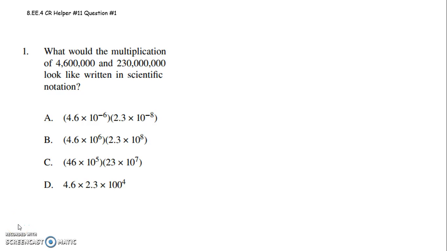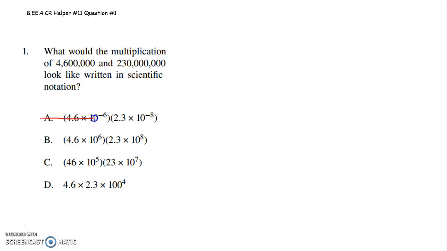All right, 8th graders, this is to help you with question 1 on CR 11. It says, what would the multiplication of 4,600,000 and 230 million look like in scientific notation? All right, so what we really have to do is just put each of our original numbers in scientific notation. These are both very large numbers, so the exponent on 10 will definitely be positive.